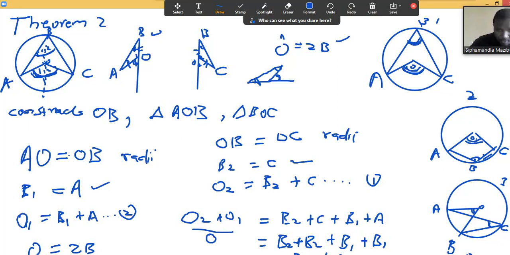We have proved that this angle here is twice B. So that is our theorem, and we have proven it. We have proved that this angle here, or this angle here, is twice B. The same thing will apply for the rest of the diagram. So we have done proving our theorem.